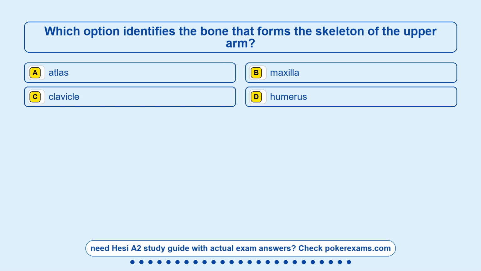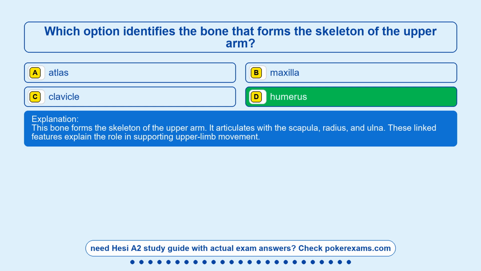Question 7. Which option identifies the bone that forms the skeleton of the upper arm? Option A, atlas. Option B, maxilla. Option C, clavicle. Option D, humerus. The correct answer is option D, humerus.